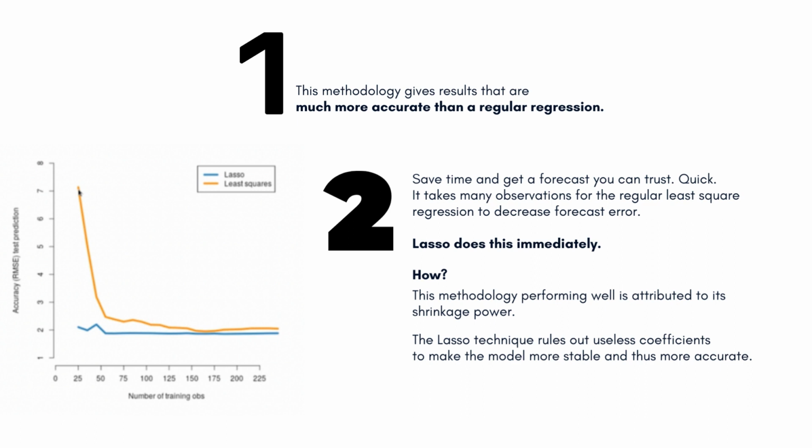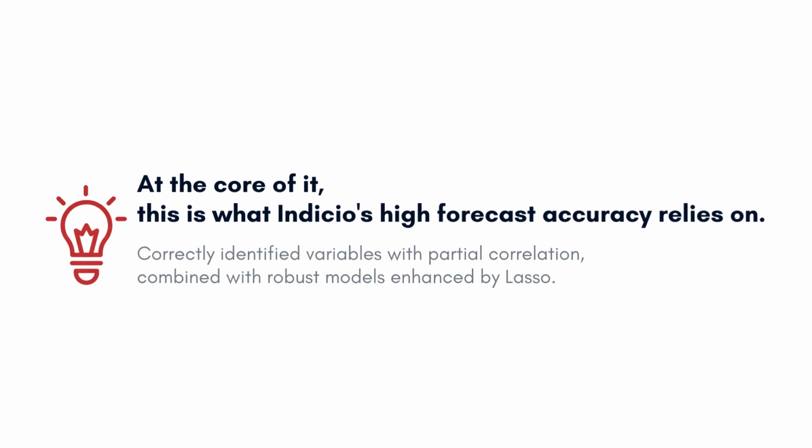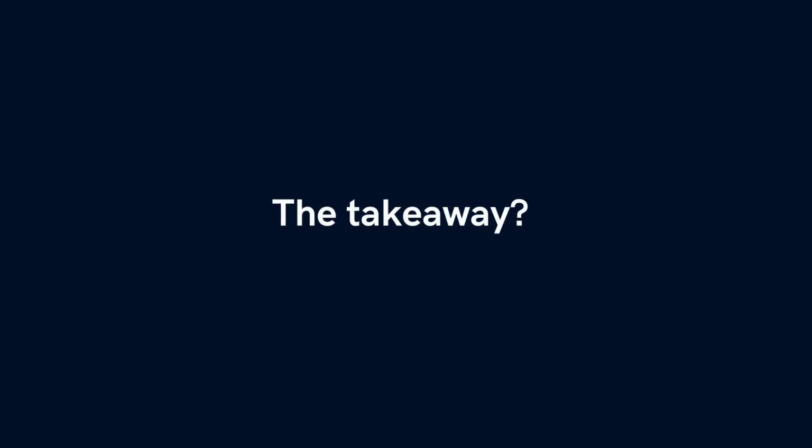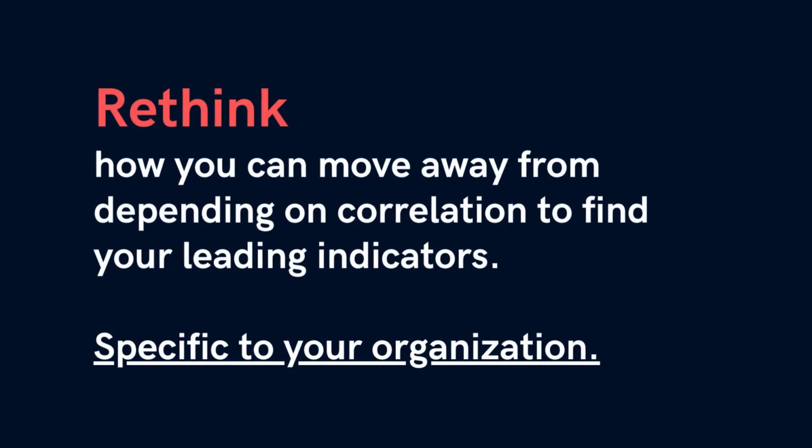This methodology performing well is attributed to its shrinkage power. The lasso technique rules out useless coefficients to make the model more stable and thus more accurate. At the core of it, this is what Indicio's high forecast accuracy relies on. Correctly identified variables with partial correlation combined with robust models enhanced by Lasso. Rethink how you can move away from depending on correlation to find your leading indicators. Specific to your organization.